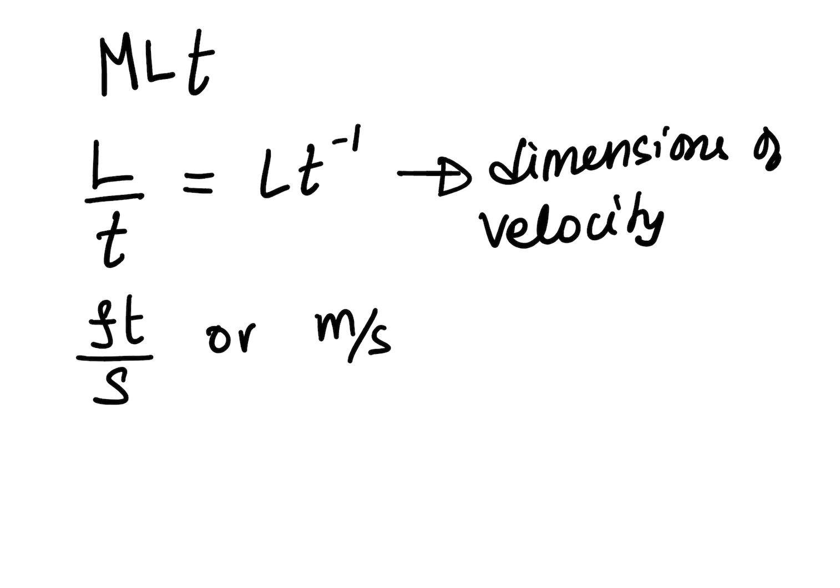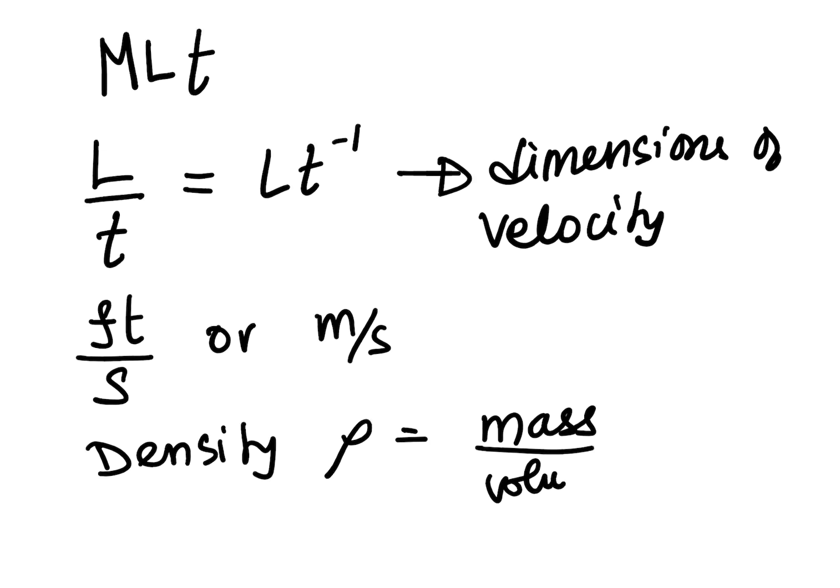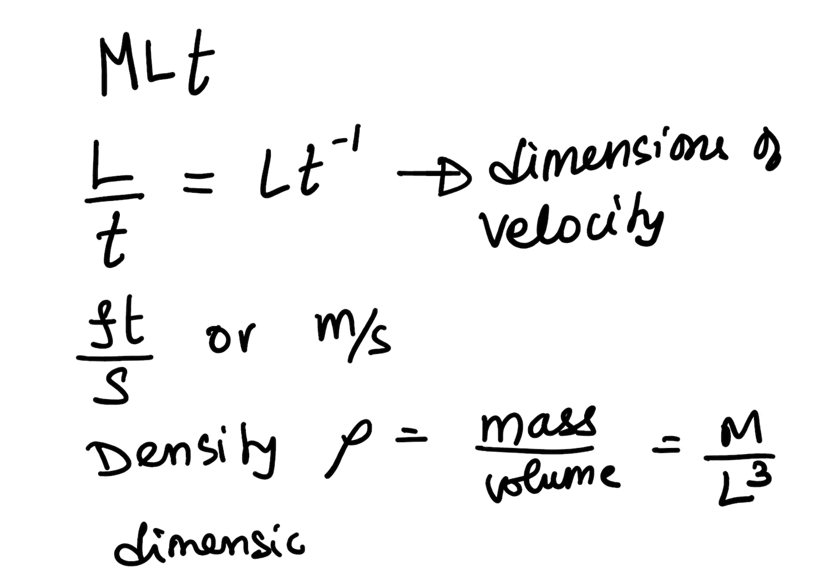Okay. Now if you think of density, rho is defined as mass per unit volume. That is some mass divided by length cubed. So the dimensions of density is that of mass per length cubed. That is, if you take a mass and divide it by the volume it occupies, it's going to give you density.